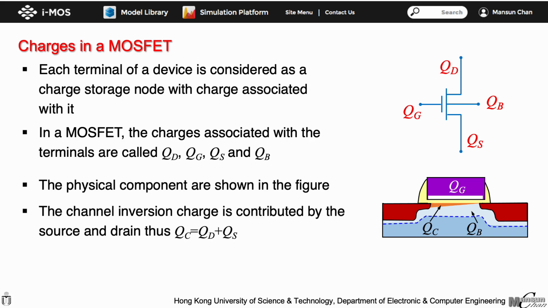Here, the channel charge QC refers to the carrier charge coming from the source and drain terminals. Eventually, we need to partition it back to QS and QD. The process is quite complicated, and we'll work with QC for the time being. The partition of QC back to QD and QS will be discussed later.